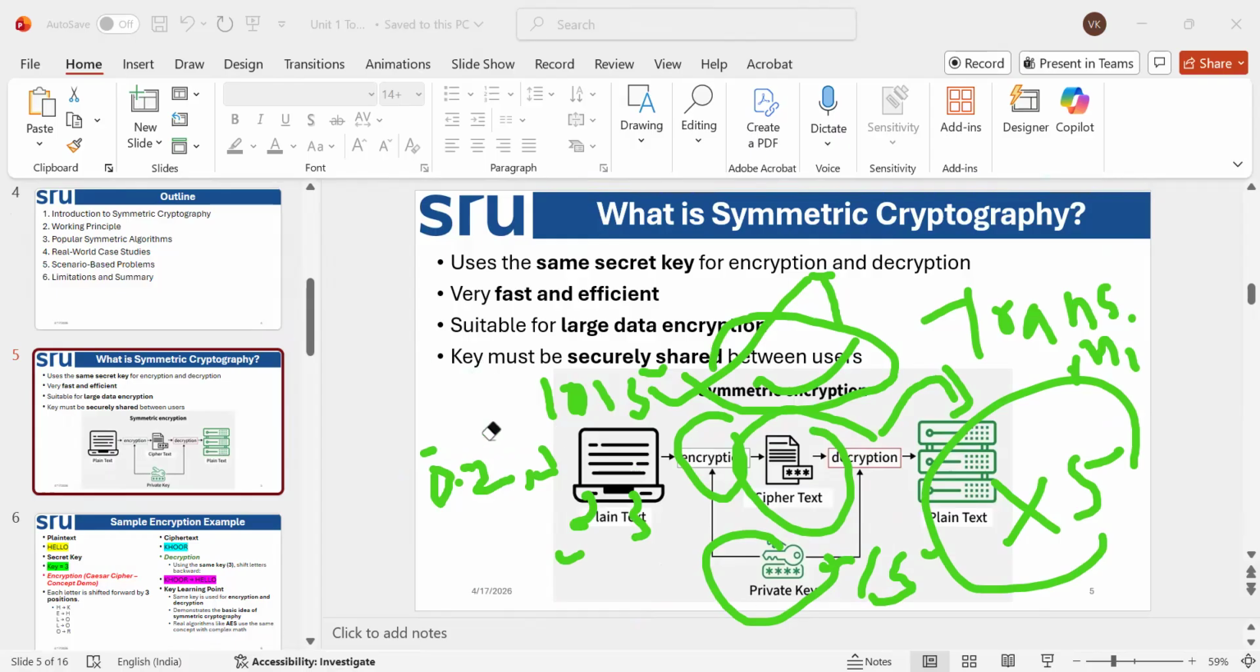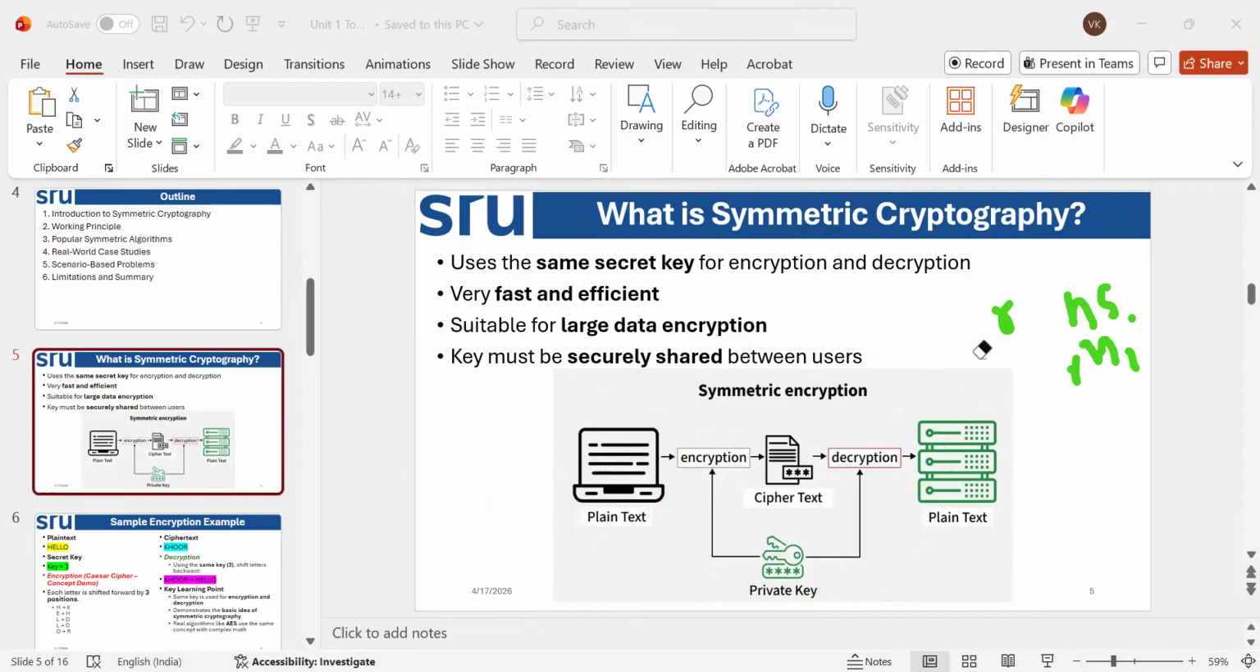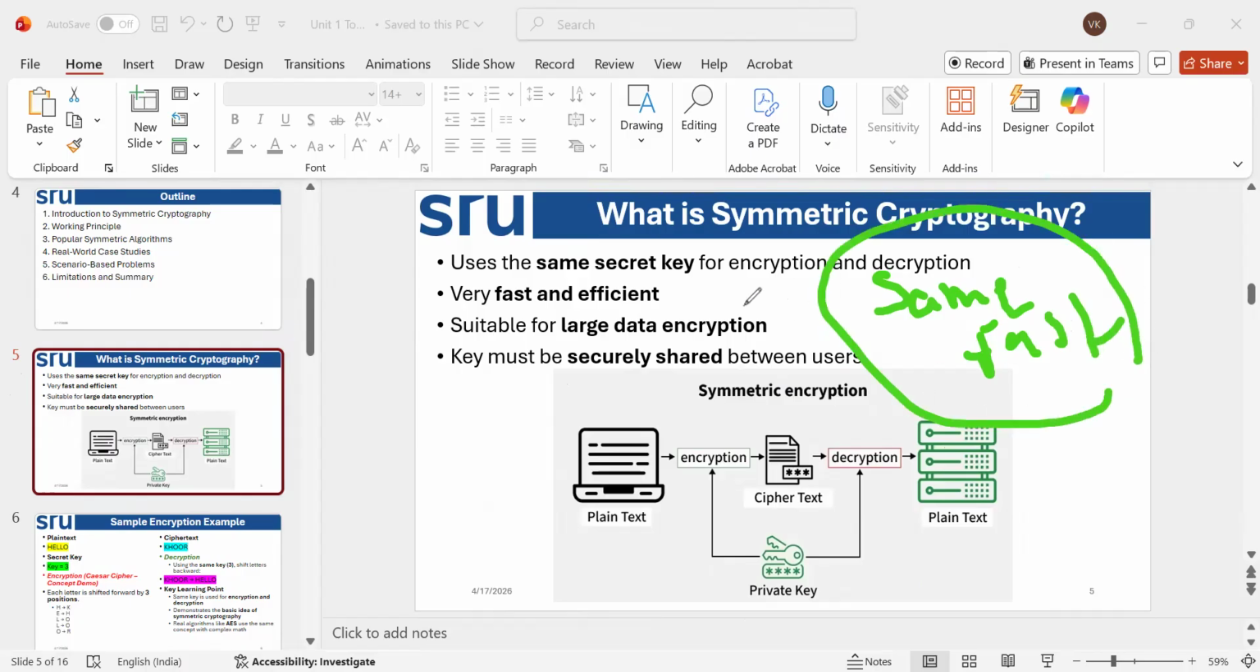Where is it usable? Because we are seeing here that the same key is used at the first stage and the second stage. While we are using the same key, it is fast, so it is usable for large data encryption. So just one example we give.